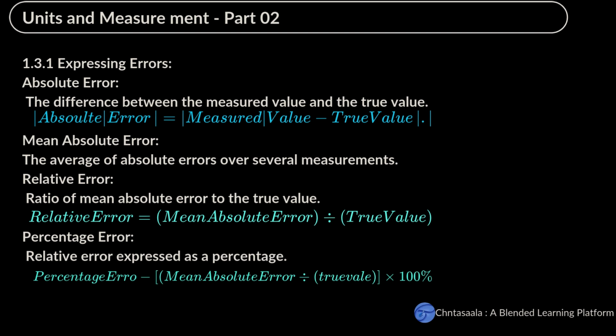Now let us learn, how do we express errors? First, absolute error. It is the difference between the measured value and the true value. Absolute error is equal to measured value minus true value. Next, mean absolute error, the average of absolute errors over several measurements. Then, relative error, ratio of mean absolute error to the true value. Relative error is equal to mean absolute error divided by true value. Next, percentage error. It is nothing but relative error expressed as a percentage. Percentage error is equal to mean absolute error divided by true value multiplied by 100%.